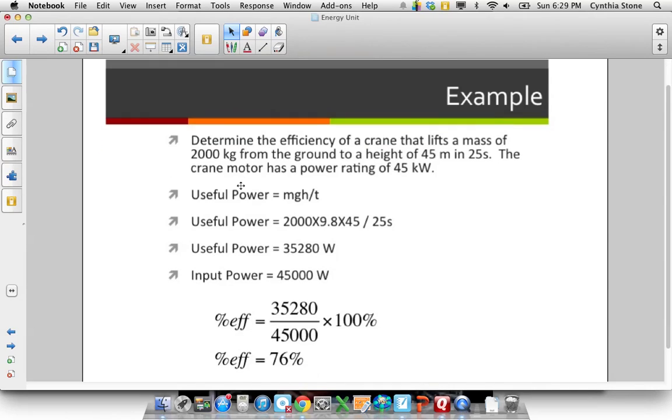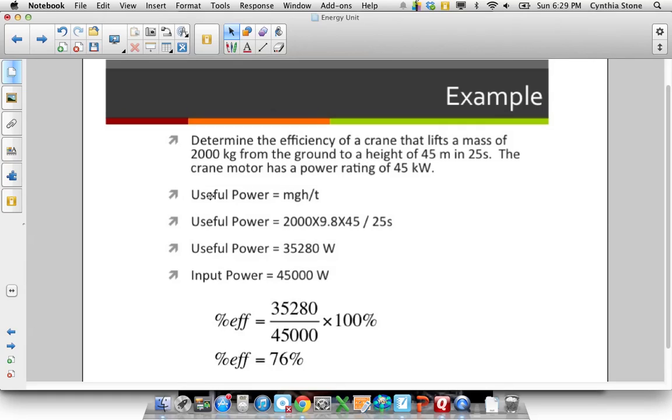In this example, say you've got a crane and it lifts a mass of 2,000 kilograms, some I-beam or some big heavy thing, from the ground to a height of 45 meters. It takes 25 seconds. The crane motor has a power rating of 450 kilowatts. When you're given a power rating for a motor in a physics class, in the question, this is the input. This is what's going into the motor, 450 kilowatts, which is 450,000 watts.